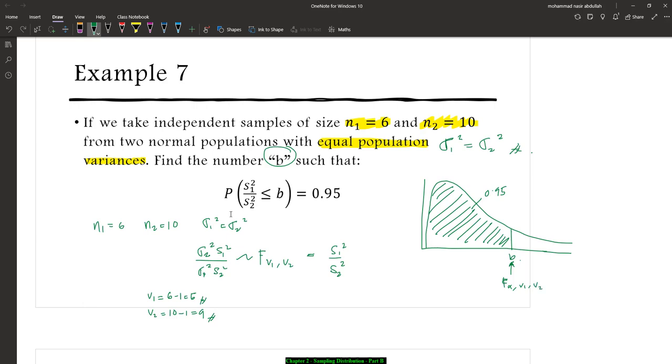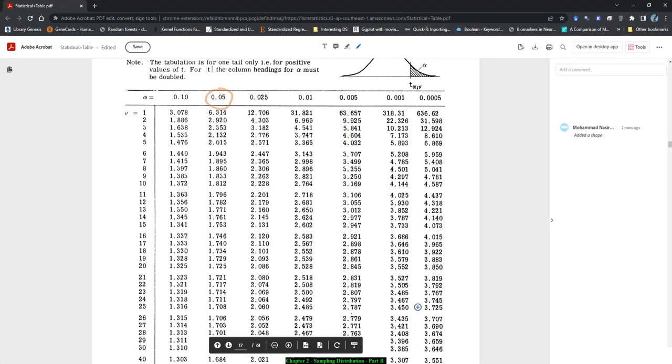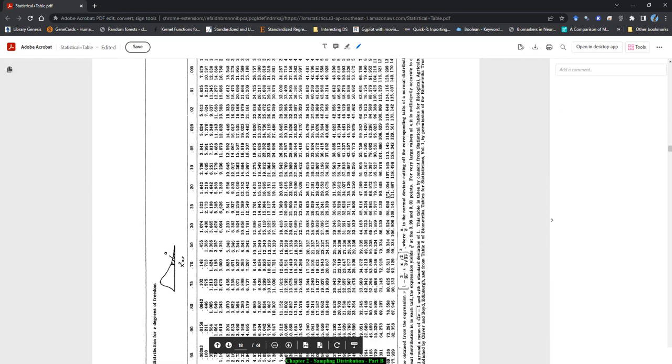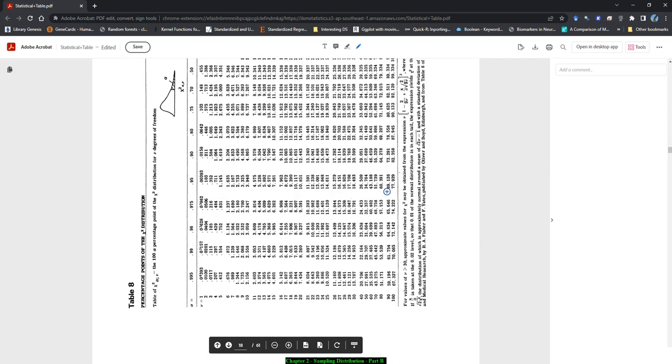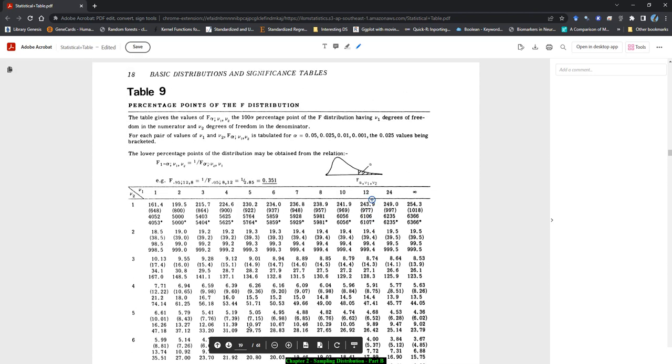So we have two degrees of freedom. Let's look in the statistical table. In my statistical table, table number 8 is the chi-square and table number 9 is the F distribution. So before we use the statistical table, always read the instructions.